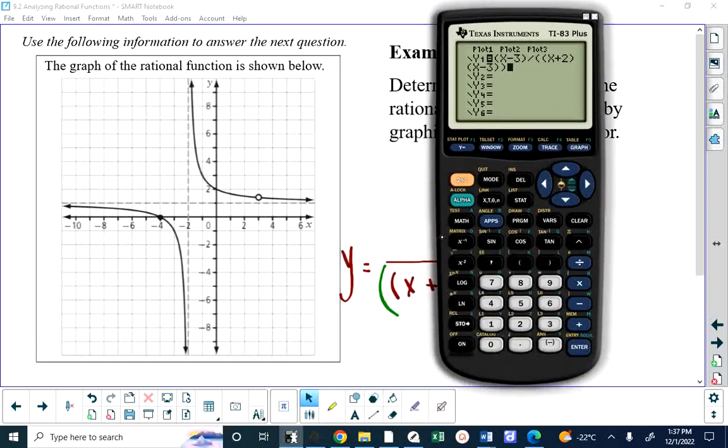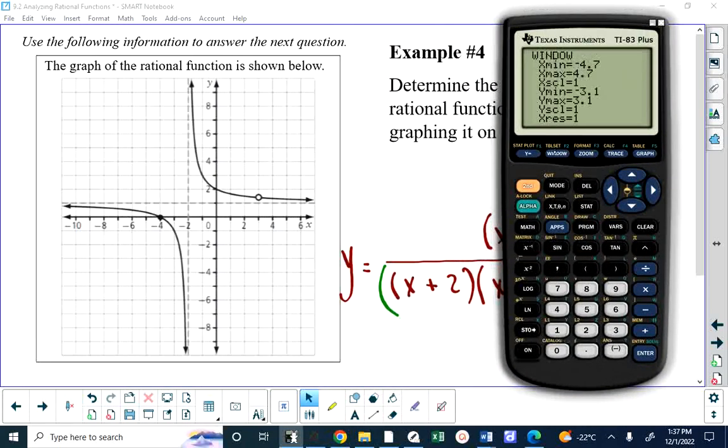I am going to manually set up my window setting to match this grid. This goes from negative 10 to 6. And it goes from negative 11 to 6, but you get the idea. And it goes from about negative 10 vertically to 10 horizontally.